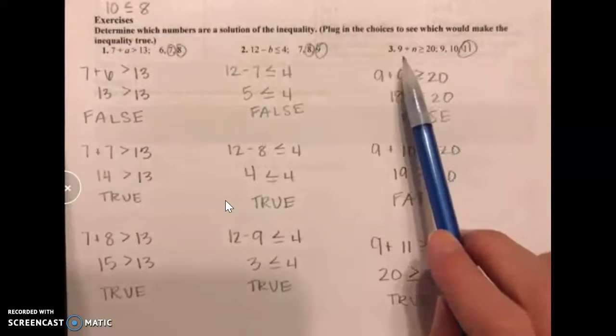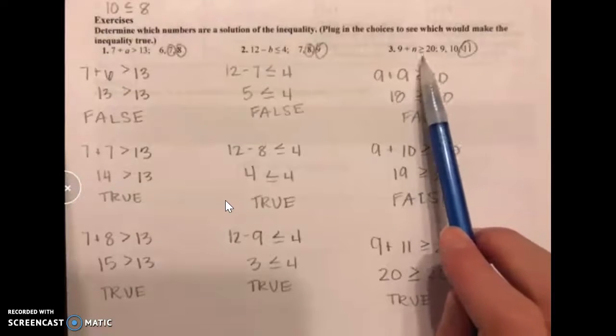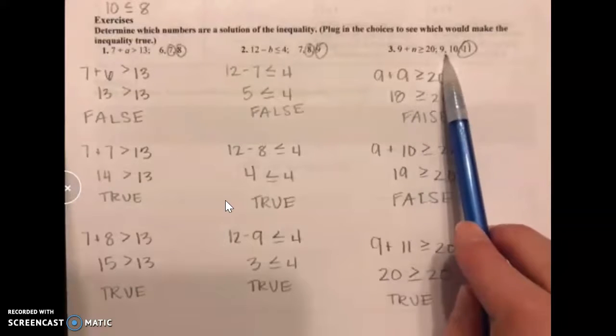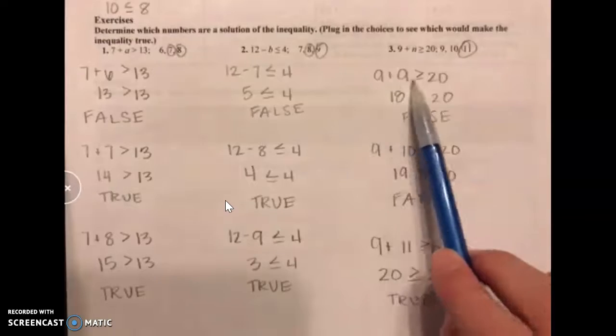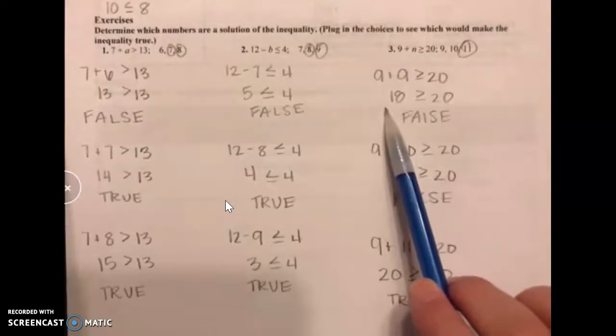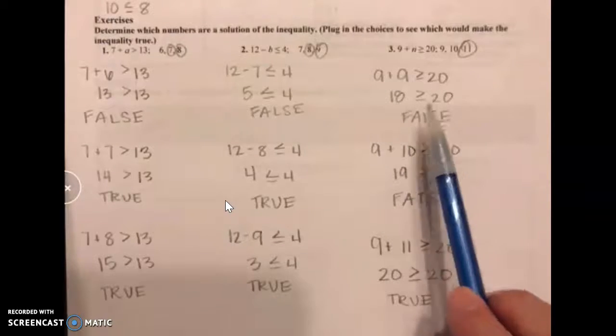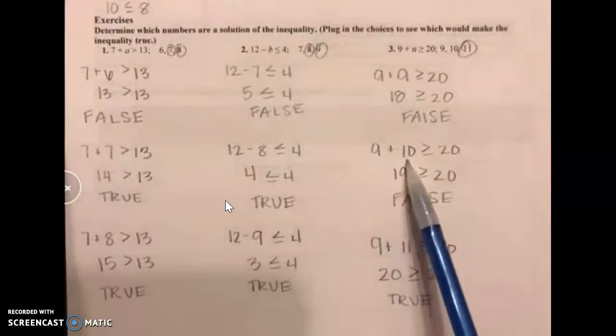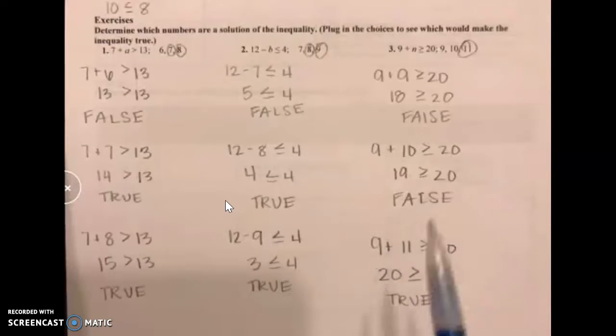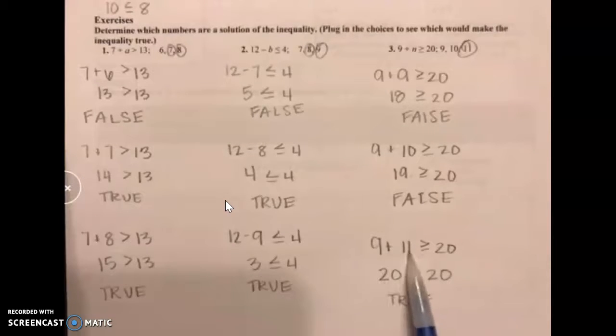For number 3, 9 plus n is greater than or equal to 20. So I started off and plugged in my 9. 9 plus 9 is greater than or equal to 20. 18 is not greater than or equal to 20. That's false. 9 plus 10 would give us 19. 19 is not greater than or equal to 20. So the last one I tried was 11. So 9 plus 11 is greater than or equal to 20. 9 plus 11 is 20, which is greater than or equal to 20. Because it is equal to itself, that in fact is true.